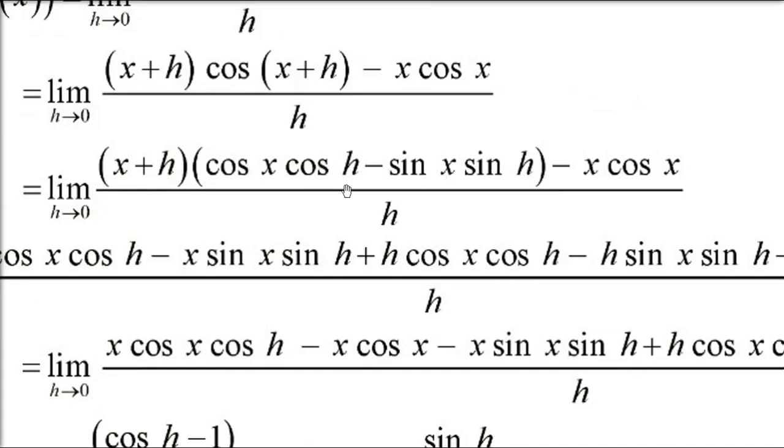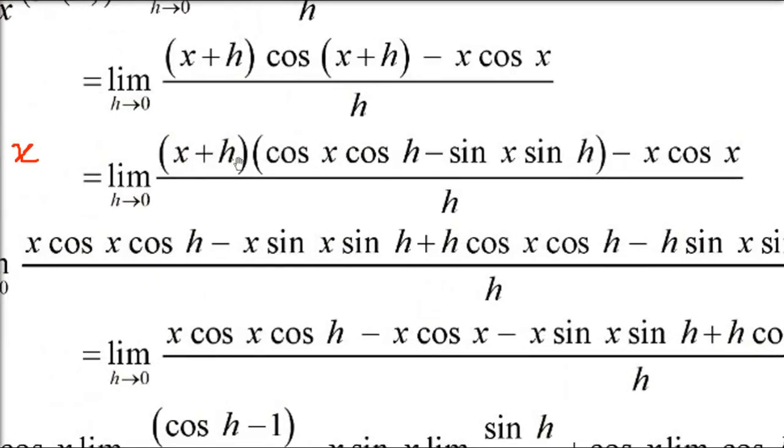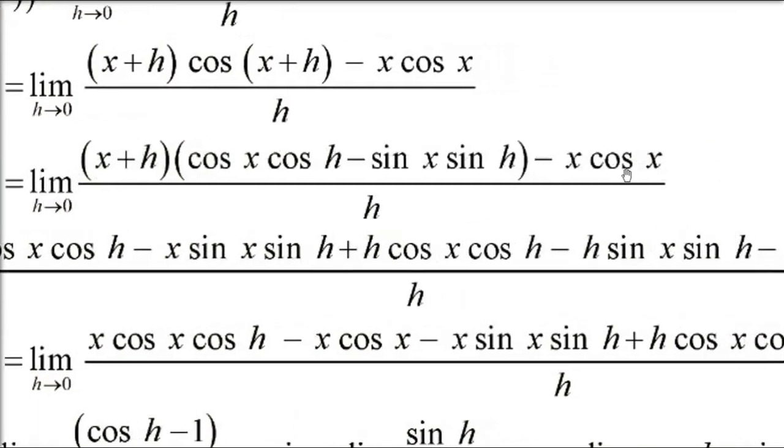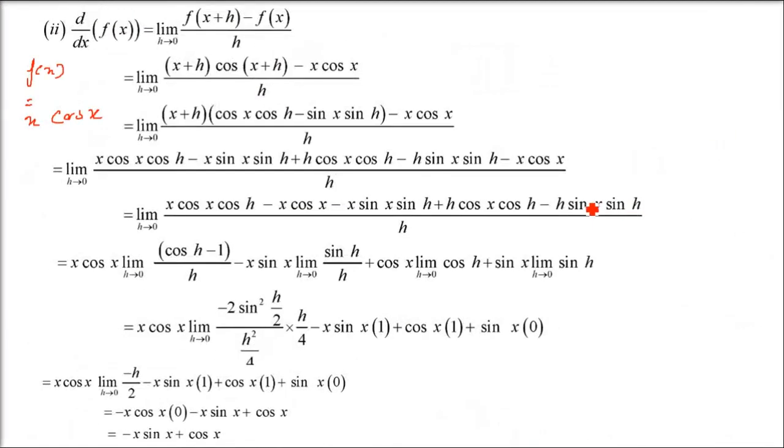So cos(a plus b) is cos a cos b minus sin a sin b. So you have to multiply these two terms, and you have minus x cos x already there. So the first term is x cos x and the last term. So you have to take x cos x common from the first and last term.